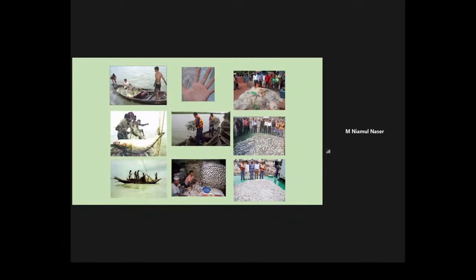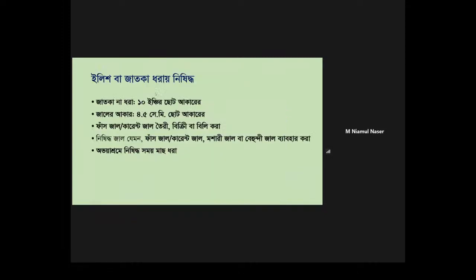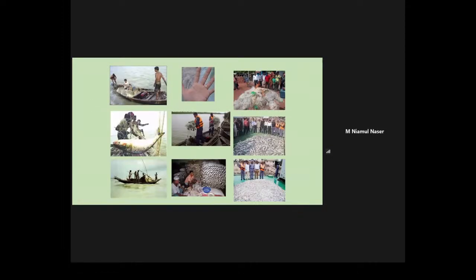Some of the pictures that we took at the time: this is a small fishing boat, and this is the illegal net they are using, the current jal, they say. Some of the current jal was caught, the government easily catches this one, and then the Coast Guard and the government burn it, as it is one kind of gill net. So these are caught, and all the illegally caught small fish were just thrown out, to control the illegal catch of small-size fish.